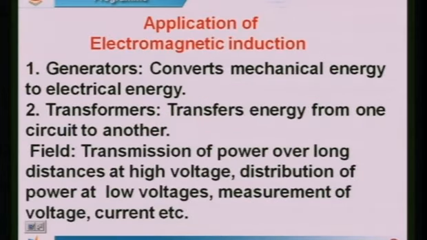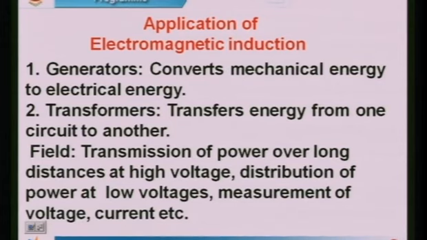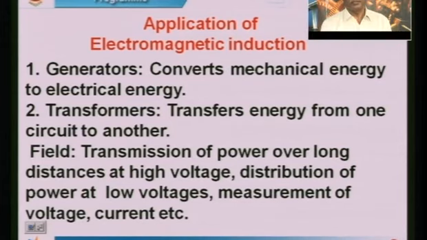What are the applications of electromagnetic induction? It is used in generators and transformers. Generators convert mechanical energy to electrical energy. Transformers are used to transfer energy from the generating station to the place of consumption. This is generally done at high voltage. To increase the generated voltage to a higher value, transformers are used. And at the same time, to use appliances at reduced voltage, transformers are used to step down the voltage also.